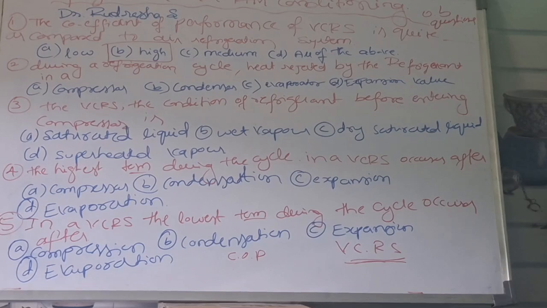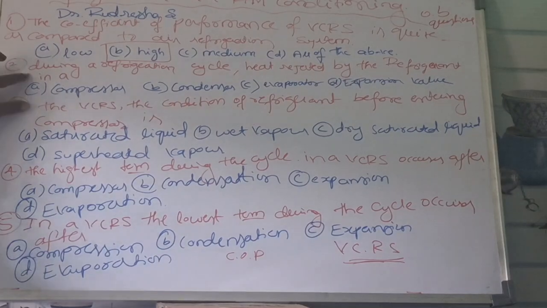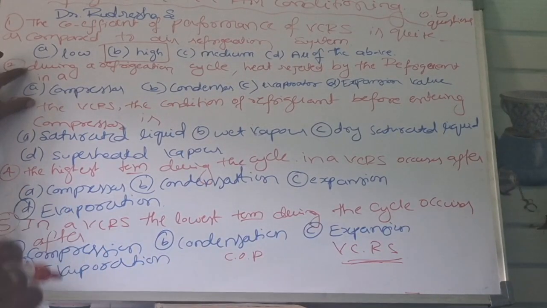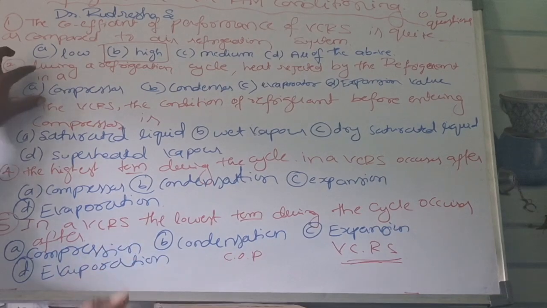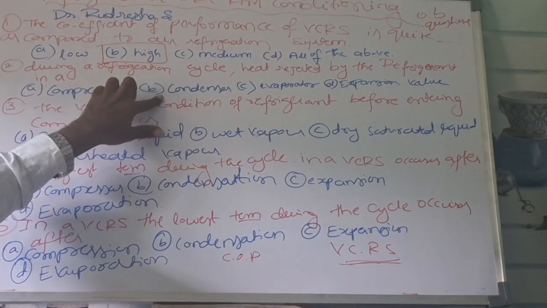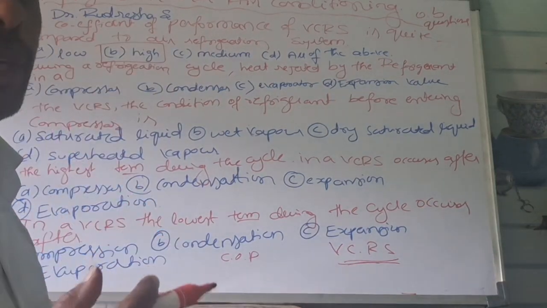Look at here, the first one: at which place will heat be rejected? Look at here, the compressor will compress the refrigerant vapor. Once compressed, the pressure always increases from low pressure to high pressure. Then comes the condenser. See here, in the condenser section, heat will be rejected. Okay, how will heat be rejected?